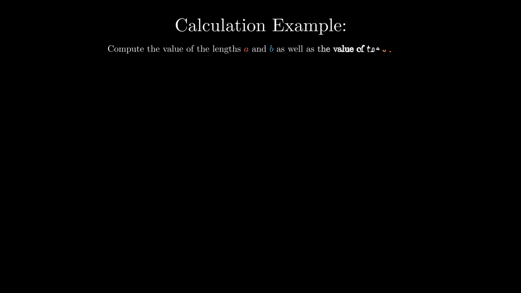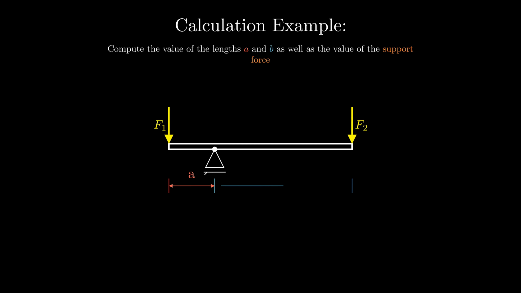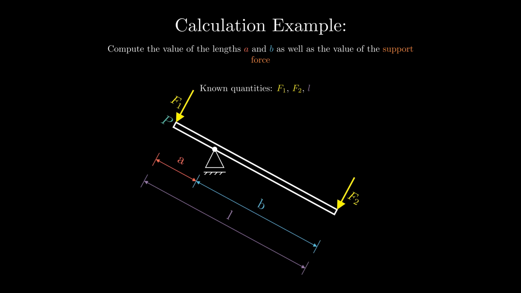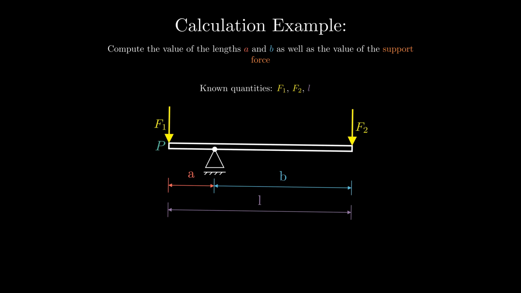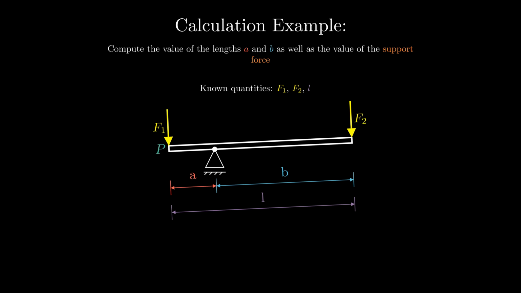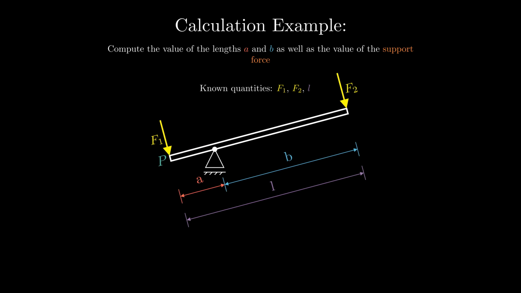Let's apply what we've learned on a little example. We need to express the unknown lengths and the support force as functions of the given quantities. Since we are now familiar with the concept of moments, we can predict F2 would rotate the beam clockwise about the roller support. F1, on the other hand, rotates the beam counterclockwise, which is an important distinction we must make.